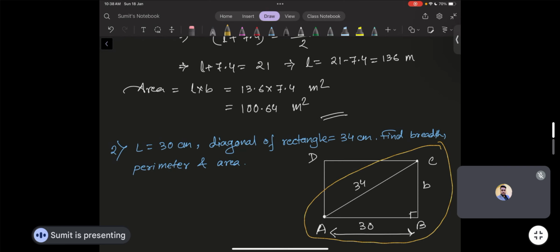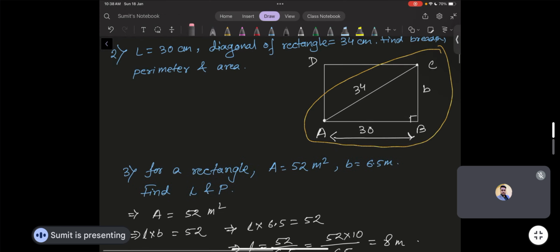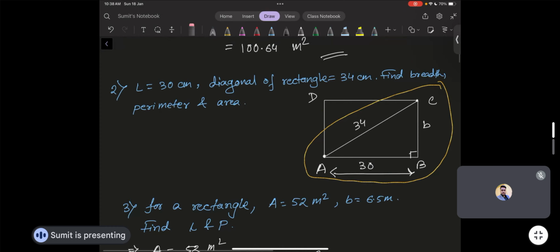It is called a right angle triangle. And since in a right angle triangle, if I want to find any length of the side, we always use the Pythagoras theorem to get the length of the side. So that is why Pythagoras theorem can be used over here to get the length of the side BC that I have taken as B.